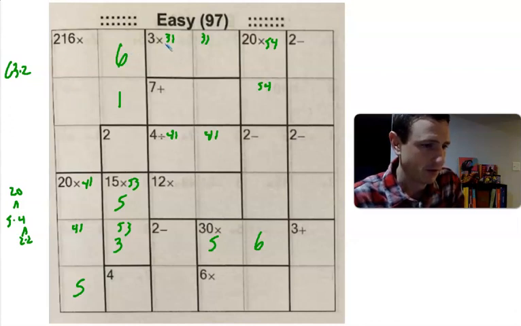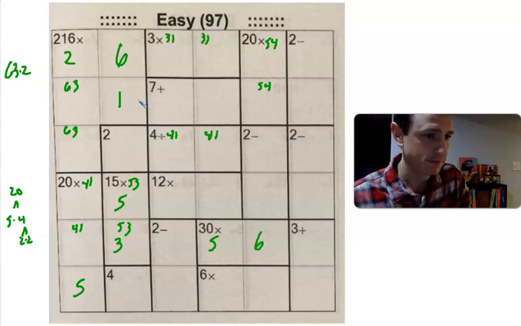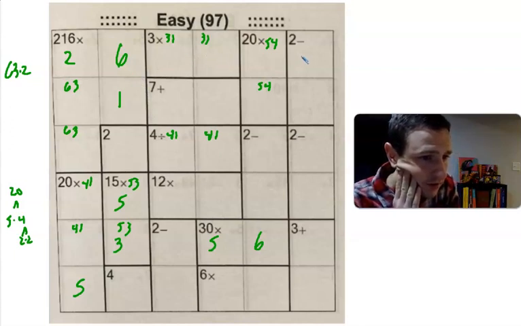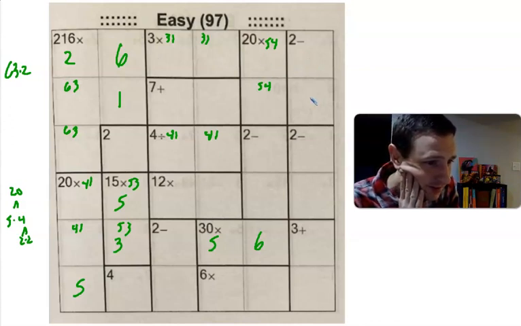Okay. 6 and 3 are not going here. So this has to be the 2. So 6 and 3 are going to go here and here, which I don't see any eliminations for. Okay. So 6, 1, 2, 3. This could still be 4 and 2, 5 and 4, 5 and 3. This is going to be 2 and 1 here for sure.